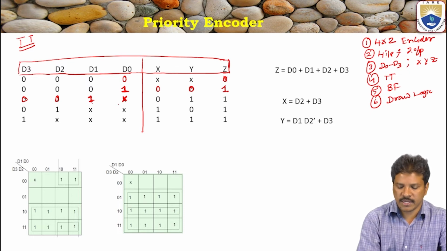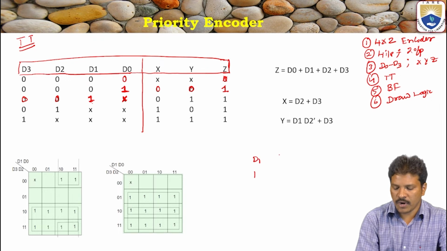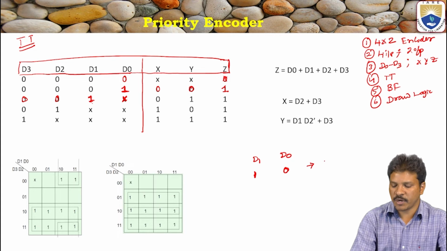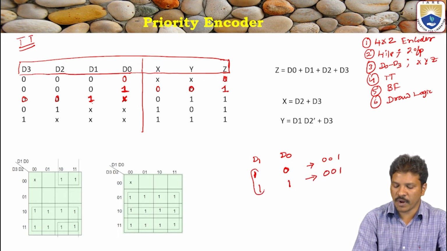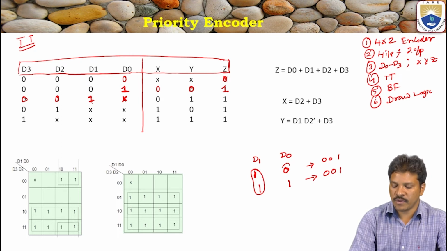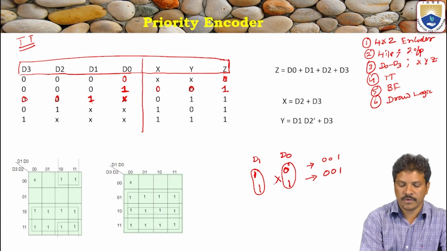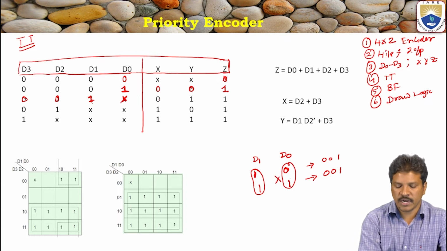So whatever it is, suppose D1 is 0 and D0 is 1, or D0 is 0 and D1 is 1, its corresponding output is the binary of 1, which is 0, 0, 1. Or D1 is 1 and D0 is also 1, again you will get the same output 0, 0, 1, because priority is given to D1, irrespective of D0. That's why we can take D0 as a don't care.